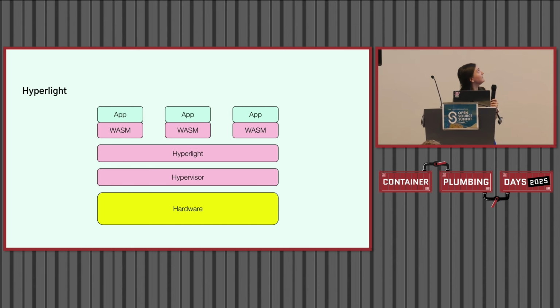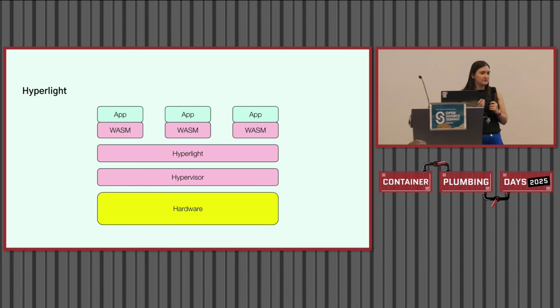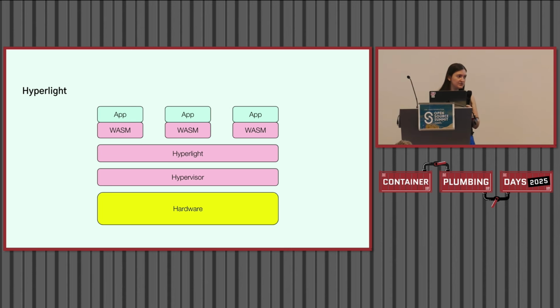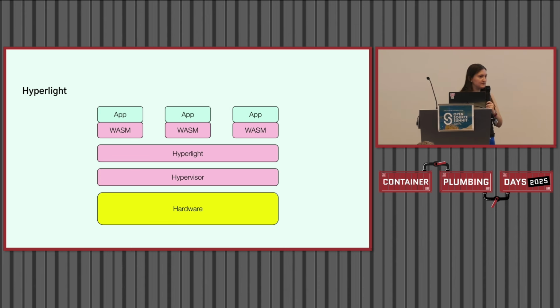Another interesting one is Hyperlight. So there's this thing called WASM, which basically has a user space sandbox for code. And then Hyperlight is basically a micro VM technology for running WASM applications in a sandbox at the hypervisor level as well, right?